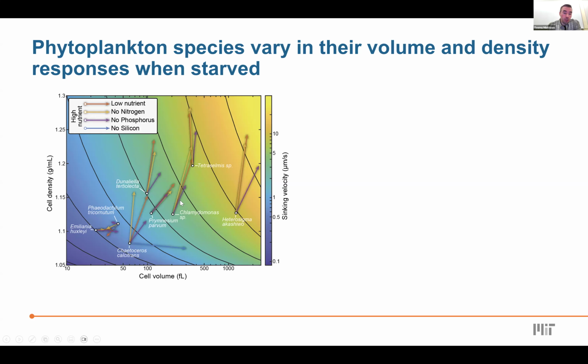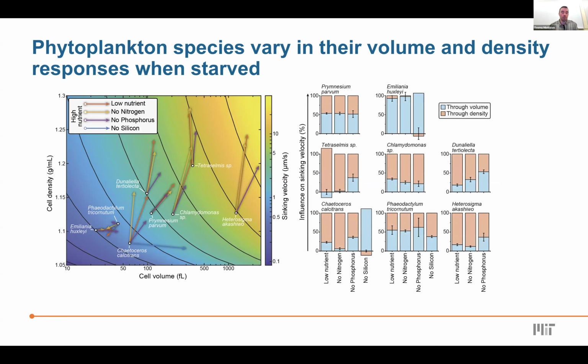Second thing we'll see is that especially if we look at the green algae, Chlamydomonas, Tetraselmis, and Dunaliella here, these arrows are pointing very much upwards. So these species seem to have a sinking mechanism that relies more on density changes. Now we can quantify the influence that these volume and density changes have on the sinking velocity changes that we observe. Especially here, shown in the green box, is the green algae species. They are where we see most density regulation happening, and that influences the sinking.